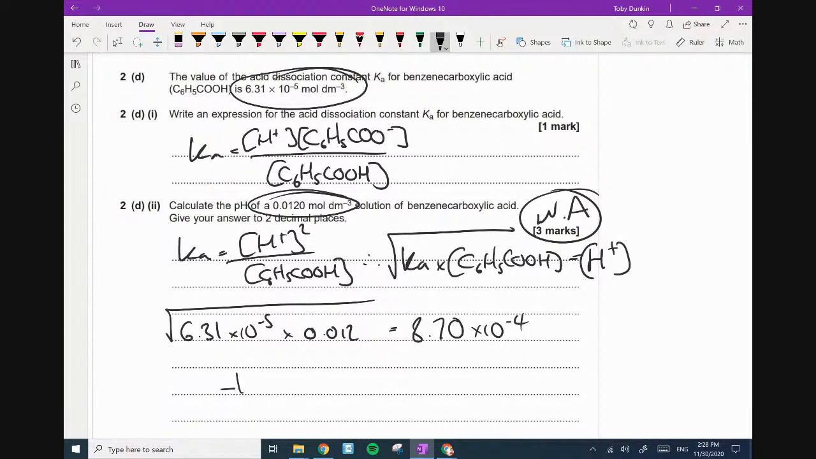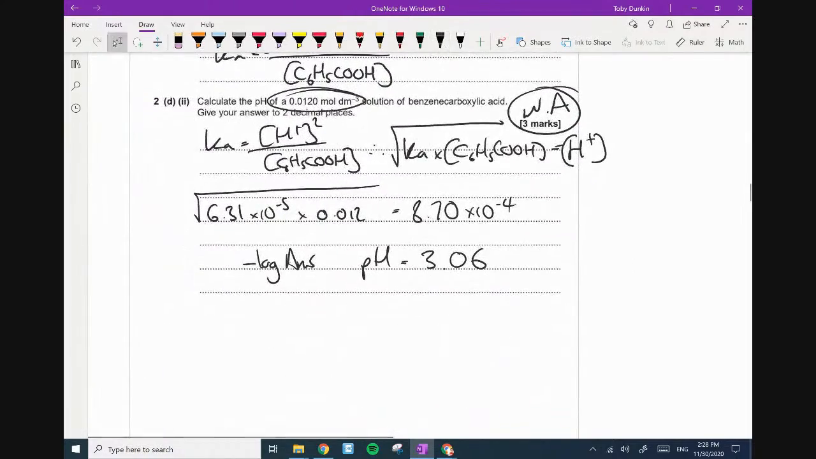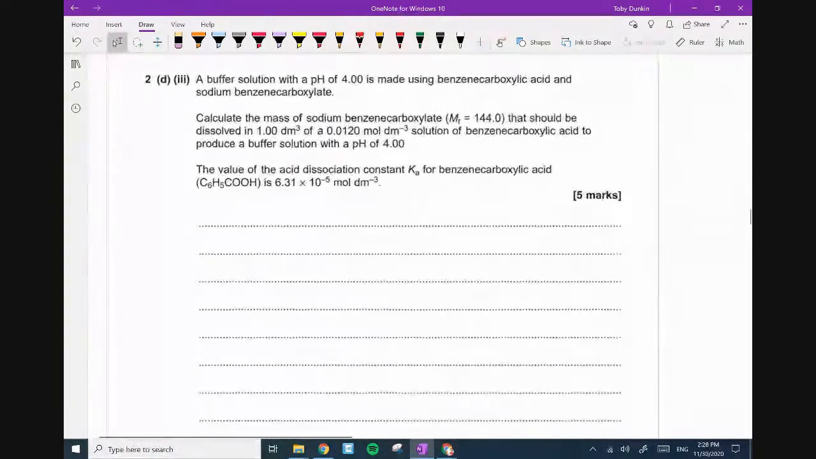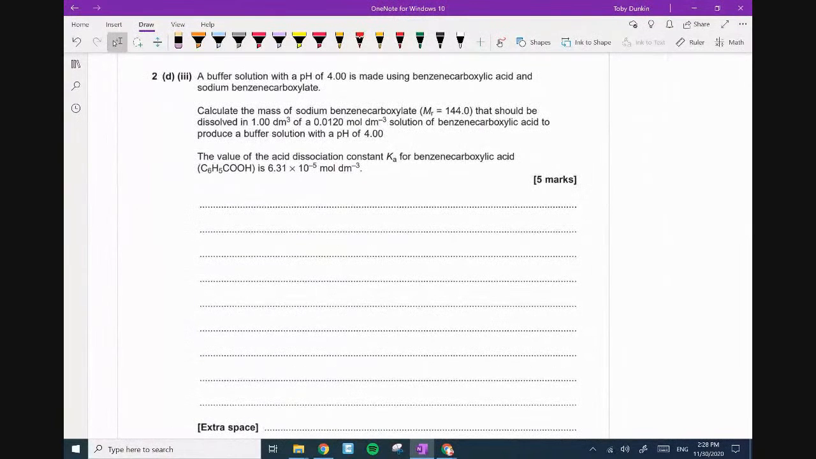Minus log answer. pH equals 3.06. It's very reasonable. Next, a buffer solution with a pH of 4 is made using benzene carboxylic acid and sodium benzene carboxylate. Calculate the mass.